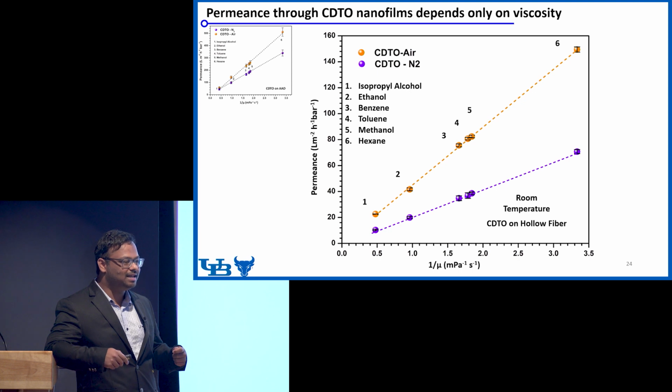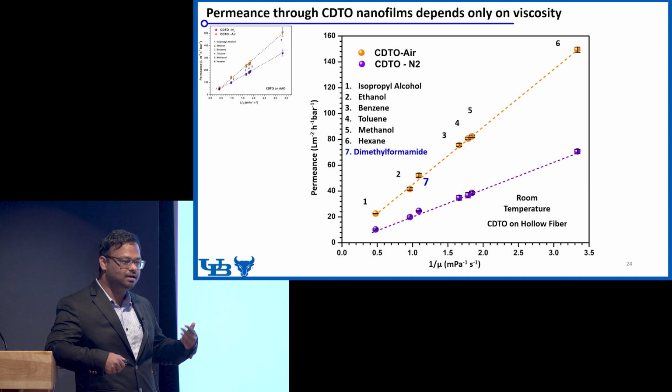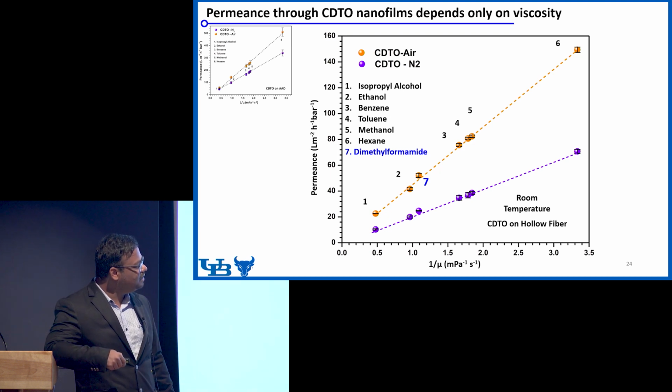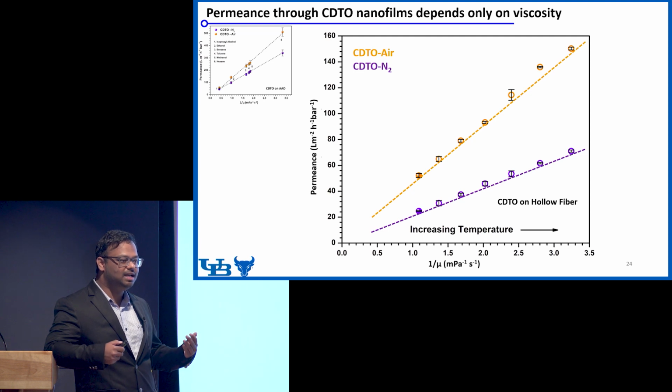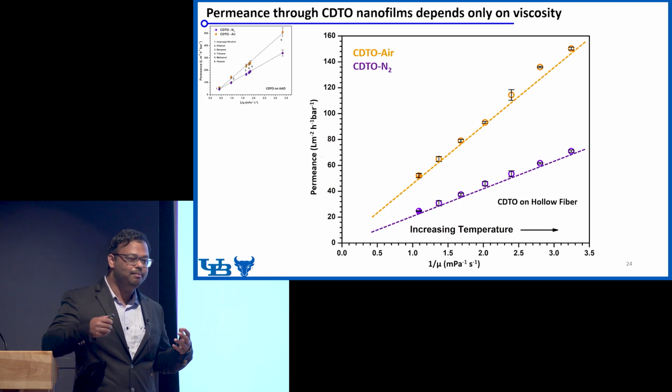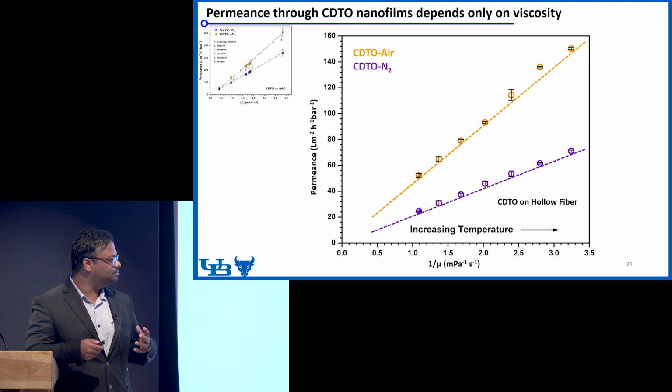What we did next was take a 7th solvent, which is DMF. DMF is known to be a very corrosive solvent, and it dissolves most of the polymers that we use for making membranes. After looking at the permeance of DMF at room temperature, we started increasing the temperature at which we conduct the permeation experiment. What we see is that with increasing temperature, the viscosity of the DMF reduces, and it follows a similar permeation trend as it did for the other solvents. So increasing temperature maintains the structure of the pores through this material.